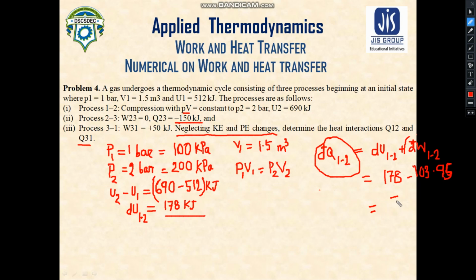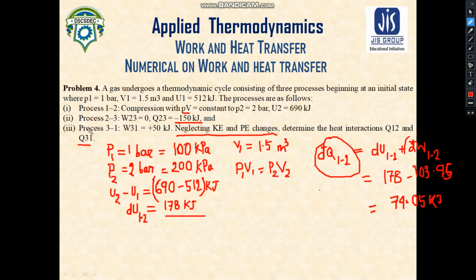So it will be 74.05 kilojoules. So 74.05 kilojoules of heat has been transferred into the system. By this formula we can easily calculate the heat transfer for the process 1 to 2.